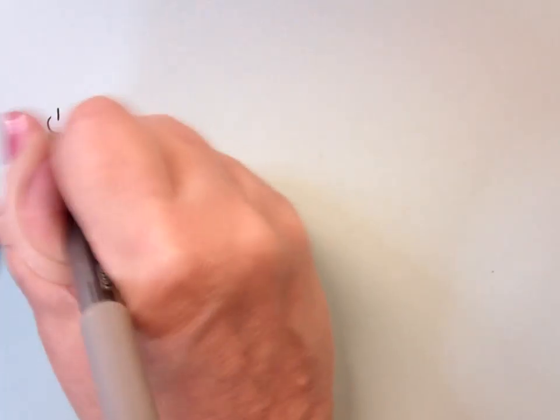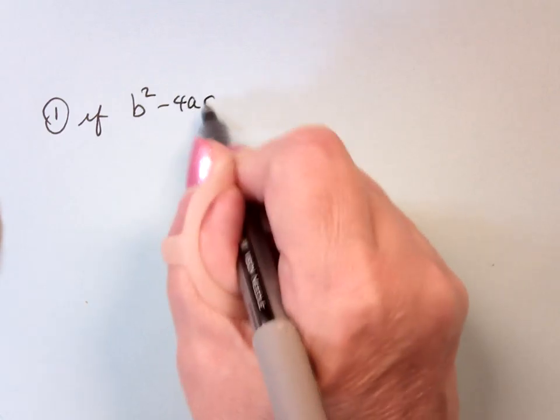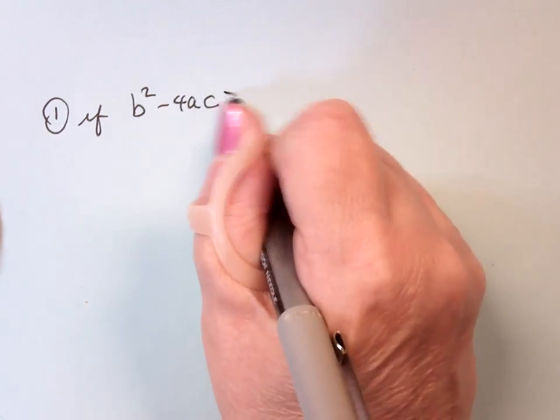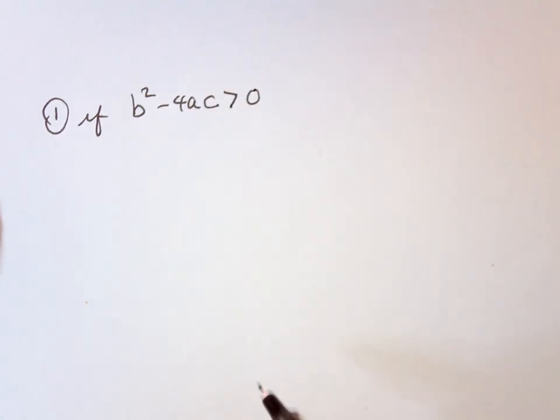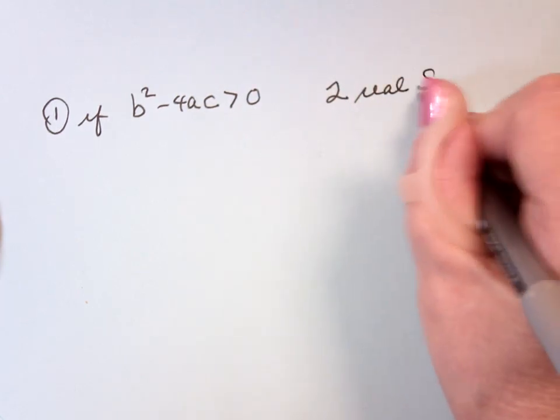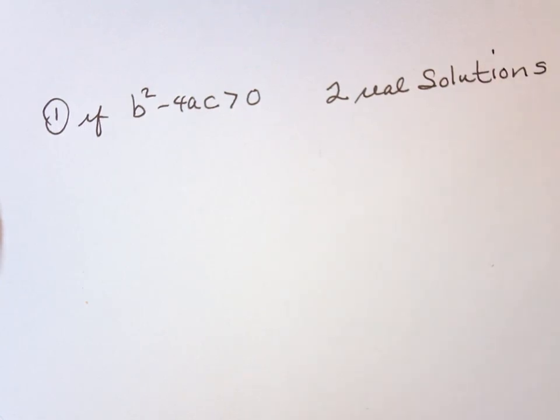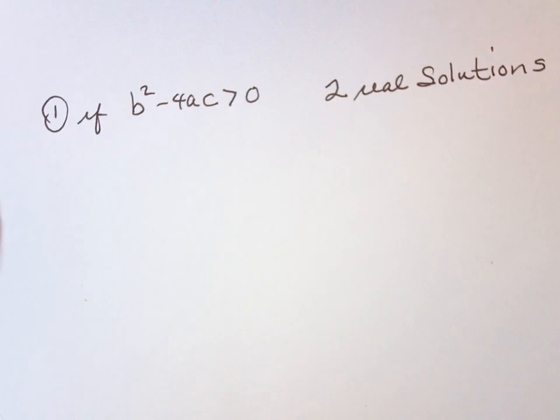So, number one, if b squared minus 4ac is positive, I'm going to have two real solutions. Now, your book may be a little finer than that: two rational solutions, two irrational solutions. But the issue is you've got two real numbers as answers. Who cares?